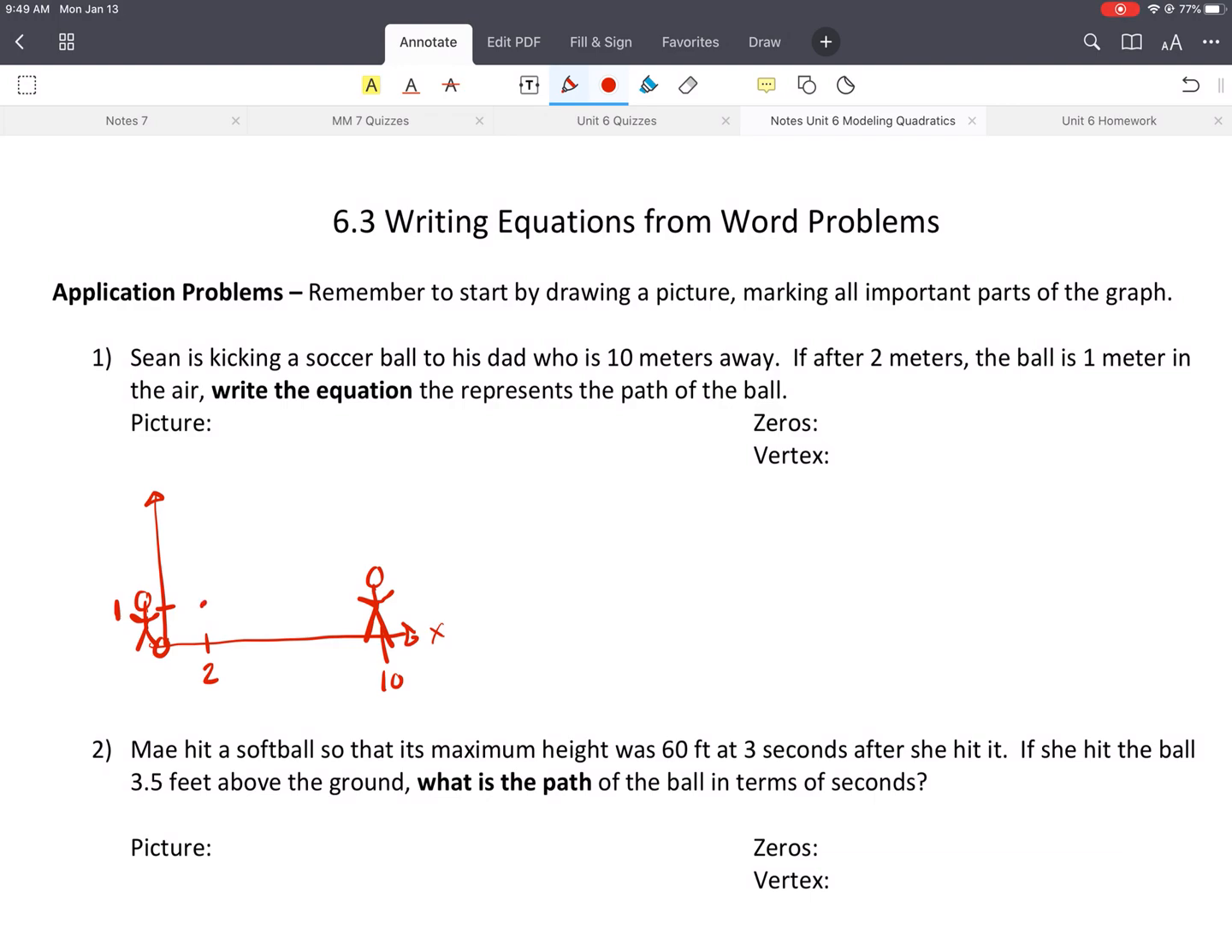So that gives us a parabola, something like that. It doesn't have to be perfect. You just need to label the points. And then it says write an equation that represents the path of the ball. So after you've got your picture, you're going to want to write down, they're always going to give you one of the key features, specifically either the vertex or the two x-intercepts. So we're always going to want to look for that, and then there's always going to be one point.